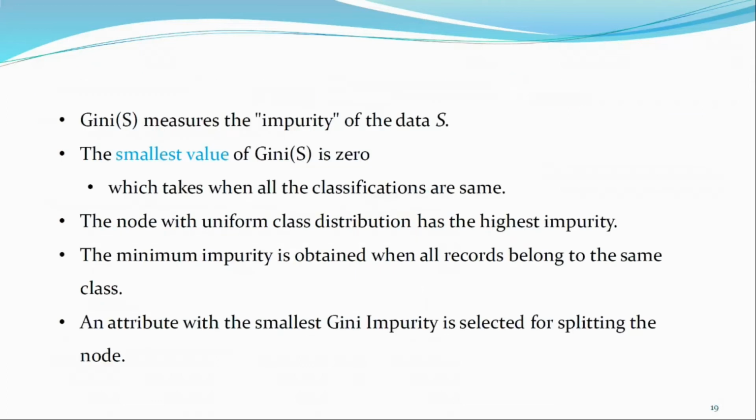Gini(S) measures the impurity of the whole dataset S. The smallest value of Gini(S) is 0, which occurs when all the classifications are the same, and this is the best possible impurity. The node with uniform class distribution has the highest impurity. The attribute with the smallest impurity is selected for the splitting.